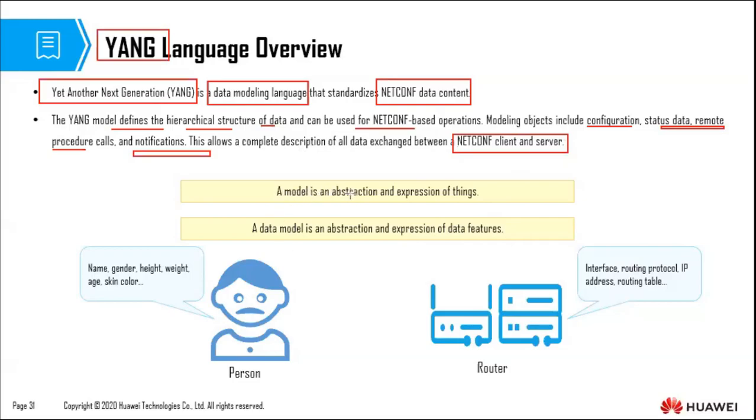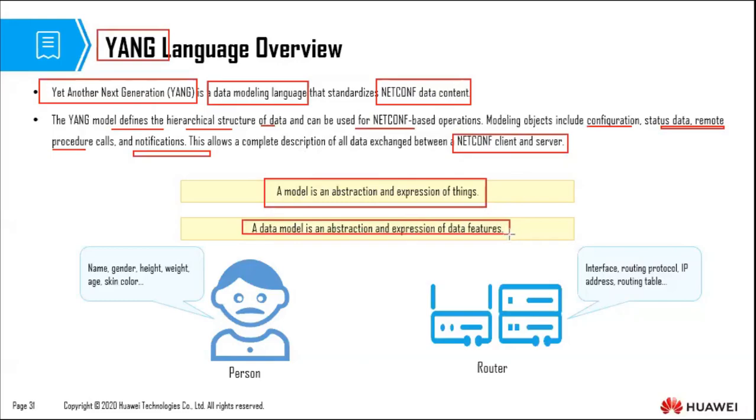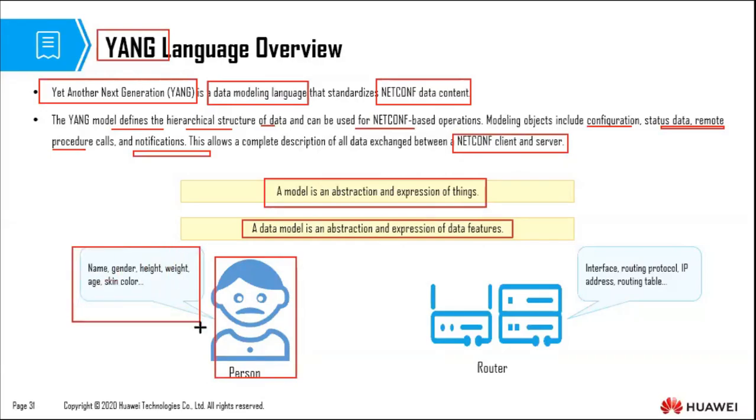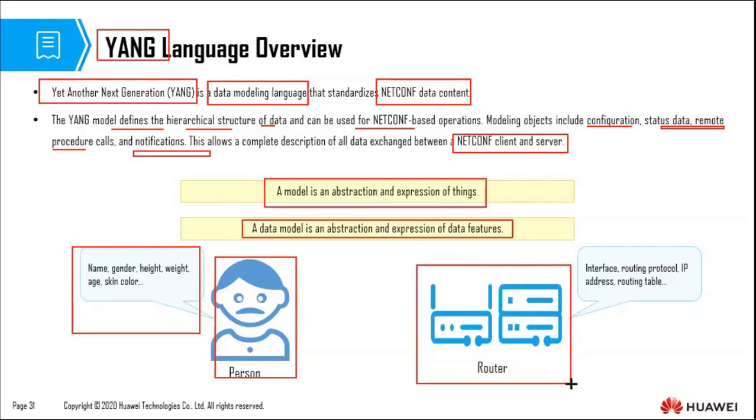So what is a model? When we say that it's a data modeling language, what is a model? A model is an abstraction and expression of things, while a data model is an abstraction and expression of data features. For example, this is a model, a person. Then this is a data model: we can describe this person using their name, gender, height, etc. This is a model, the router. This is the data model: interface, routing protocols, IP address, routing table, etc.